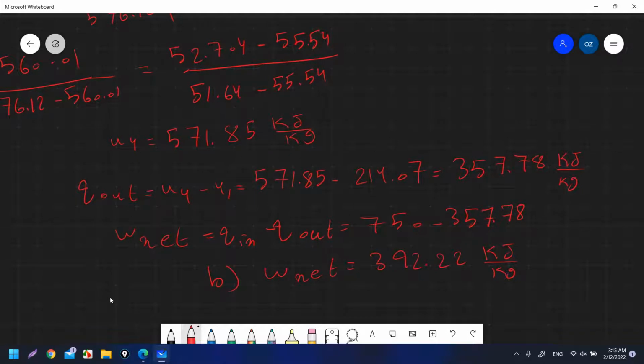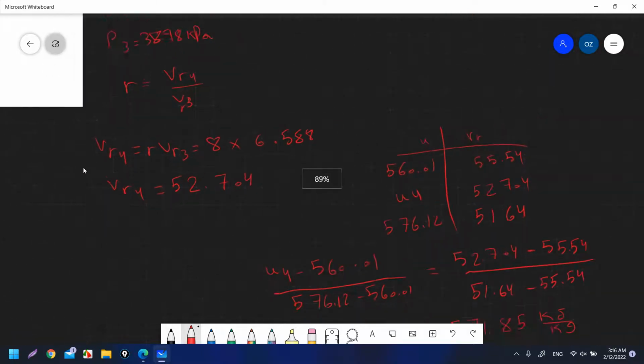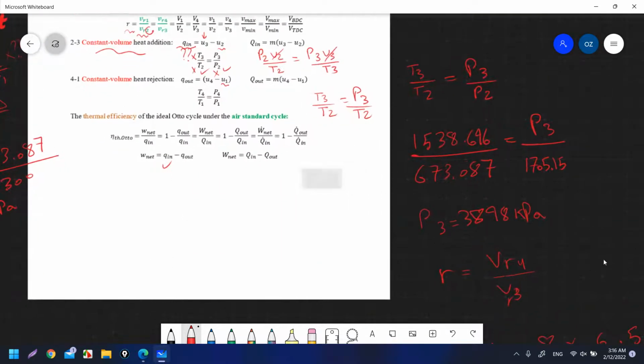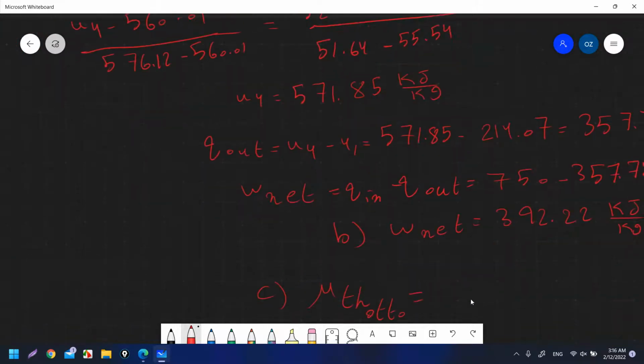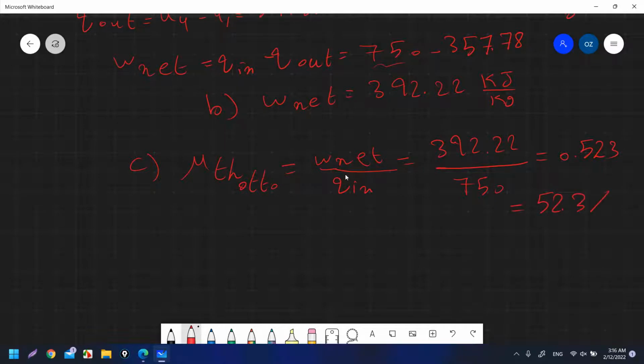For part C, he needs the thermal efficiency for the Otto cycle. From the usual equation, W net over Q in. W net is 392.22, Q in is 750. So the thermal efficiency is 0.523, which is equal to 52.3%.